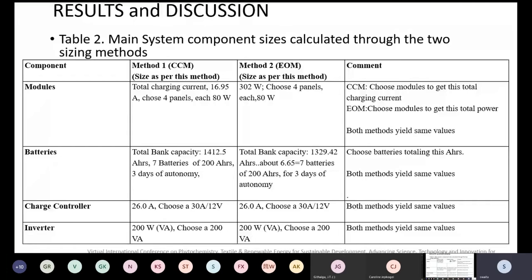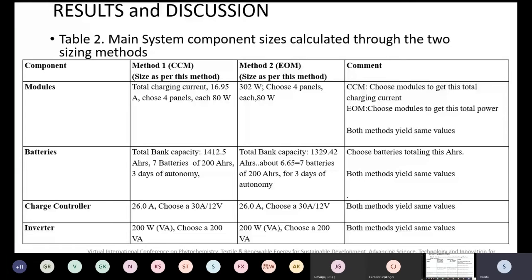So the number of modules using the charging current method is about 4 panels, each of about 8 watts. We got about 7 batteries of 200 ampere hours. Why are they many? Because we took into consideration 3 days of autonomy. And then we have a charge controller of about 26 amperes. In the market, you may not find exactly 26, so you go to the next higher, which is 30 amperes, 12 or 24 volts, depending.